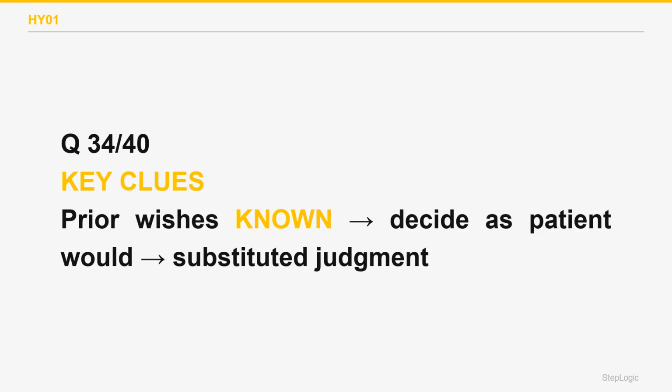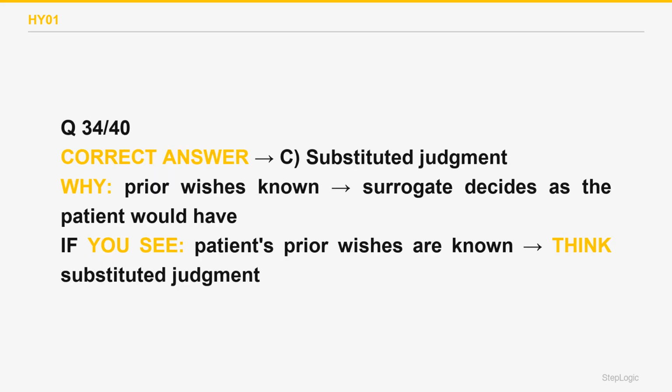Because the patient previously expressed clear wishes, the surrogate must use substituted judgment, deciding as the patient himself would decide, based on his known values and statements. His documented refusal of machine-based life support should be honored. The best interest standard is a fallback used only when the patient's wishes were never known. The correct answer is C.